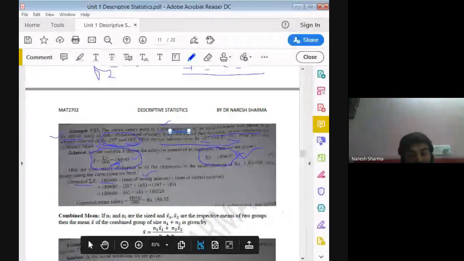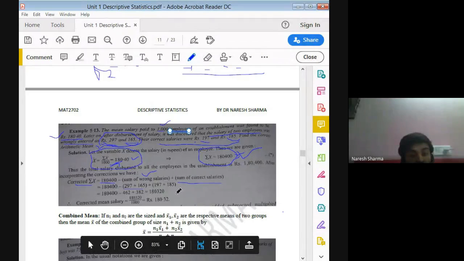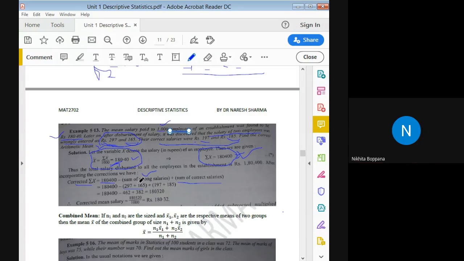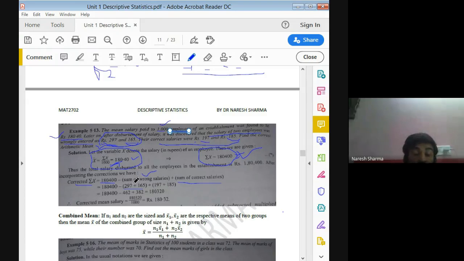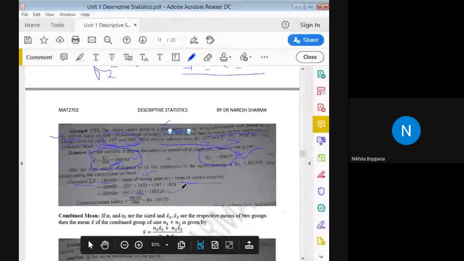Plus the sum of correct salaries, which is your 197 plus 185. So we add the correct entry, we subtract the wrong entry. If you see here, we subtract 2 entries, so the total number of entries is 998, but when we add 2 correct entries again, total entries are 1000. So after subtracting this, that is 462, and adding 382, we get your 1,80,000.